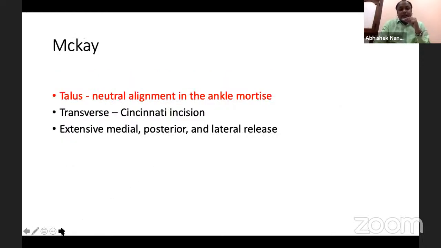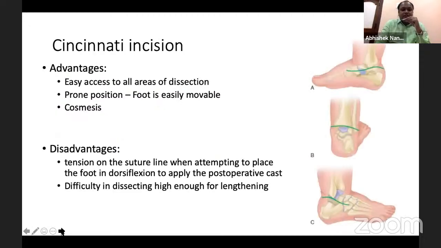Now Mackay. Mackay did not touch the talonavicular joint, but his principle was to maintain the ankle mortise. So he used a transverse Cincinnati incision and he did an extensive release. The Cincinnati incision, as previously told, has the advantage that it is easy. All the structures are easy to access, and since it is prone position, it was an anesthetic problem. But for the surgeon, the foot was easily movable, and the cosmesis is good. Disadvantage is again the tension on the suture line while attempting to dorsiflex the foot, and it is difficult dissecting high enough for lengthening.